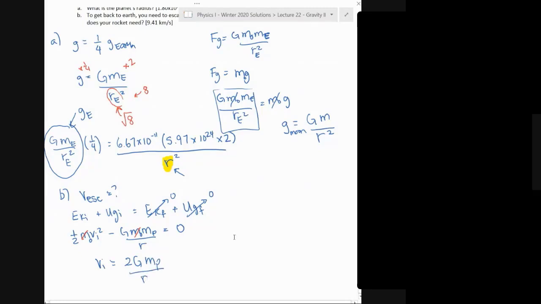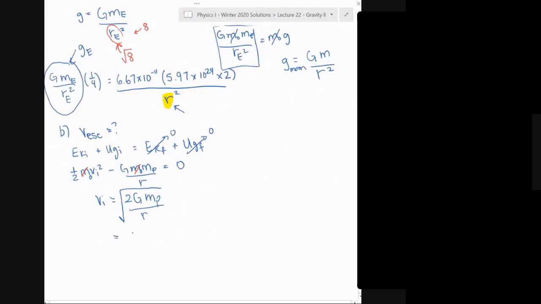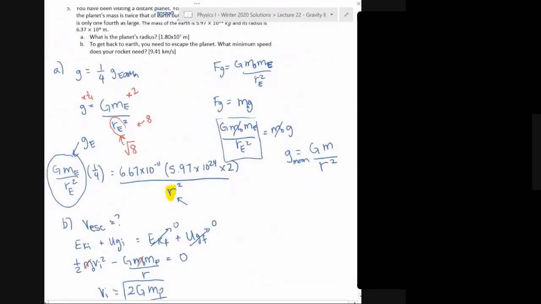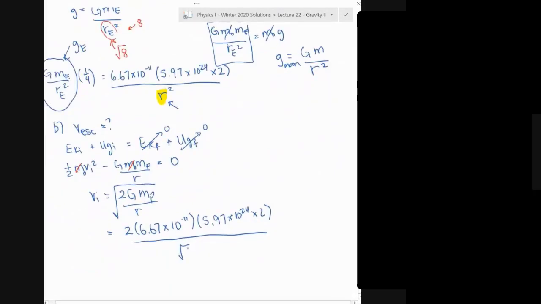And now we can solve for V initial, and there's a square root here, right? Okay. And that's it. So we can plug in all the values that we know. G is 6.67 times 10 to the negative 11. The mass of the planet, we know it's twice the mass of Earth, so it's 5.97 times 10 to the 24 times 2, over the radius of the planet, which we solved in part A, which was root 8 times the radius of the Earth. I'll just write it like that. Root 8 times the radius of the Earth.